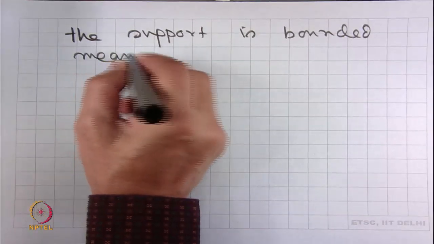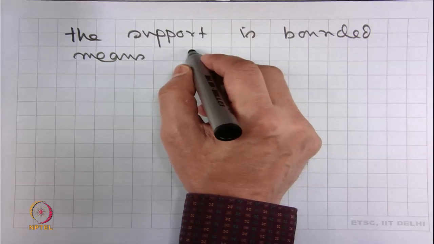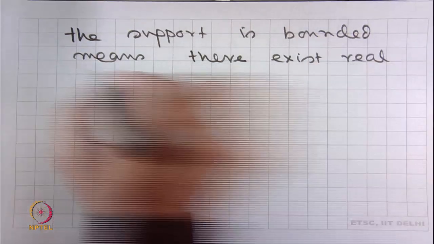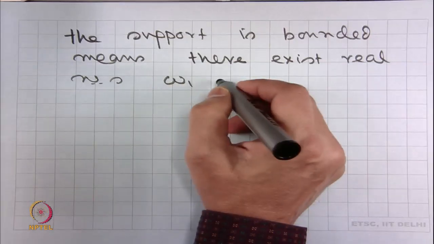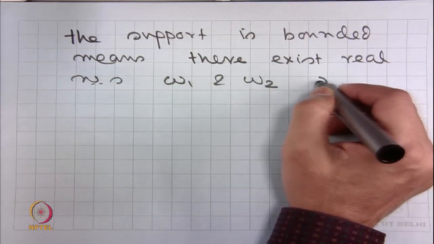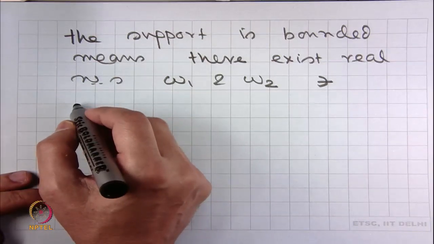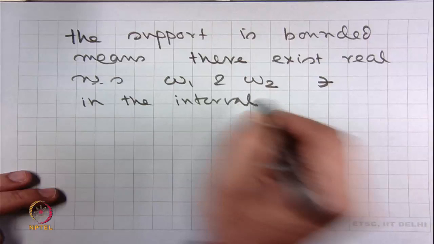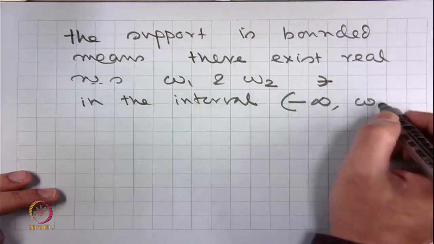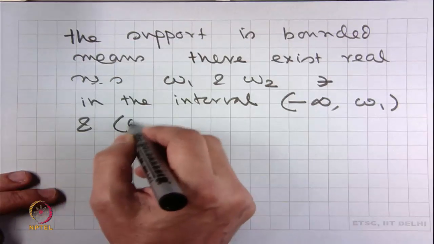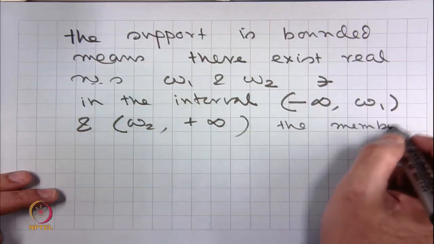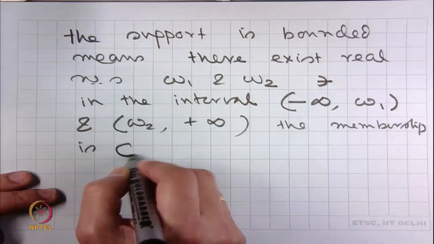The support is bounded means there exist real numbers W1 and W2 such that in the interval minus infinity to W1 and W2 to plus infinity, the membership is 0.